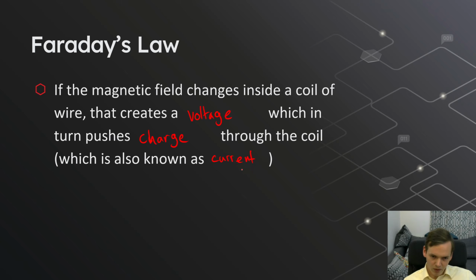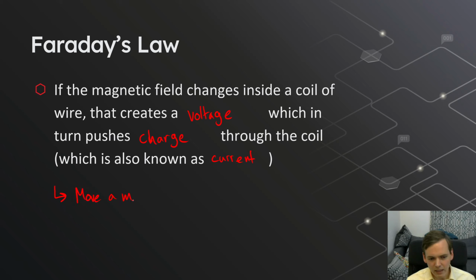So if you move the magnet near a coil of wire, or if you spin that magnet near a coil of wire, you create a voltage, which makes a current because the charge is moving through that wire. This is hopefully what you saw in that Faraday's law simulation.